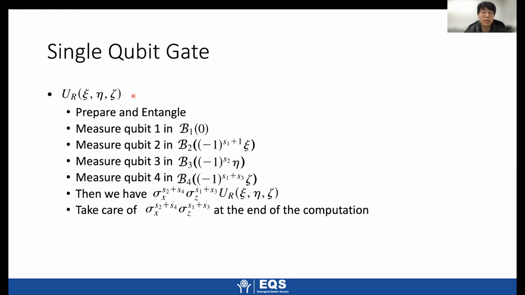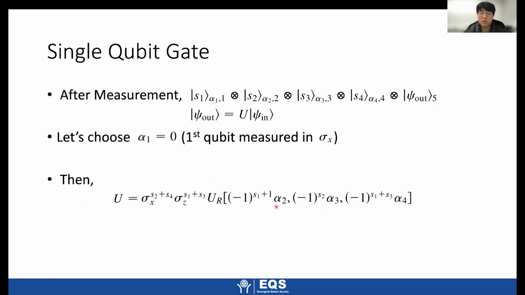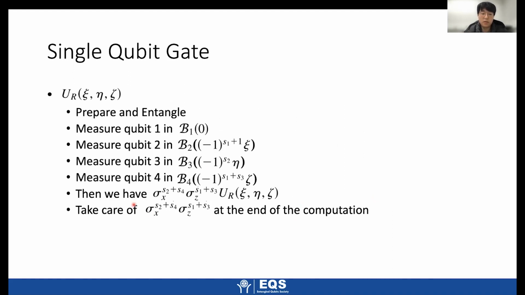If we want to implement this general single qubit gate, we prepare an initial state and measure qubit 1 with alpha 1 equals 0, measure qubit 2 with alpha equals this, measure qubit 3 in this basis, and measure qubit 4 in this basis. So the minus 1 factors are all cancelled out. So we have this kind of unitary gate implementation, and we can take care of these auxiliary rotations at the end of the computation, which I will discuss in later slides.